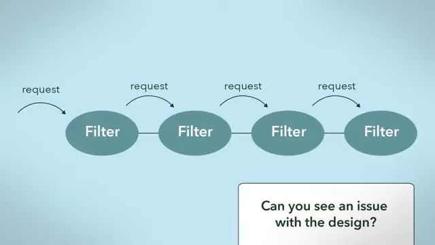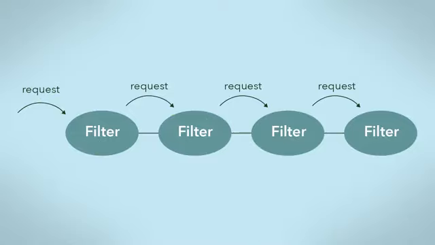Can you see an issue with the design? What if, for example, there's a mistake in the second filter? What if its rule doesn't match but it forgets to pass the request on to the next filter? Then the handling ends prematurely. This is a problem with the chain of responsibility.